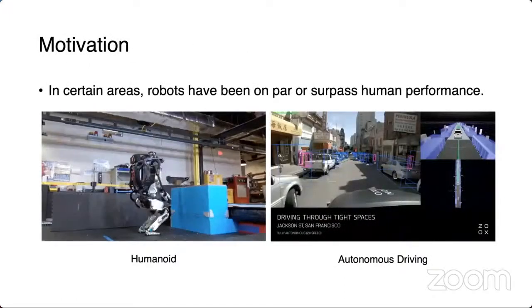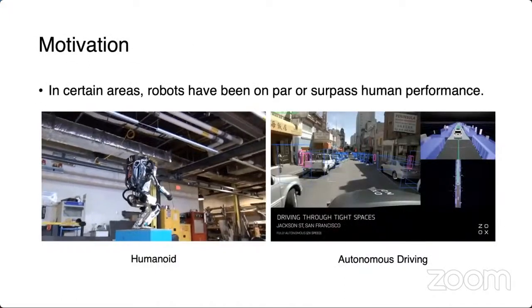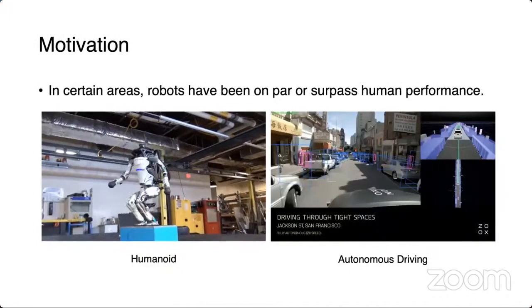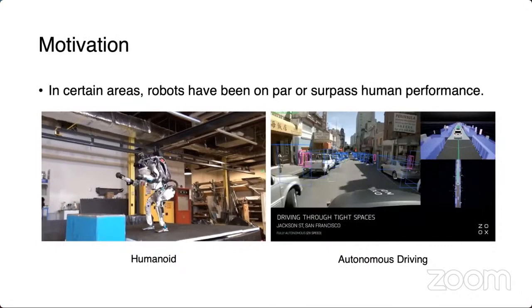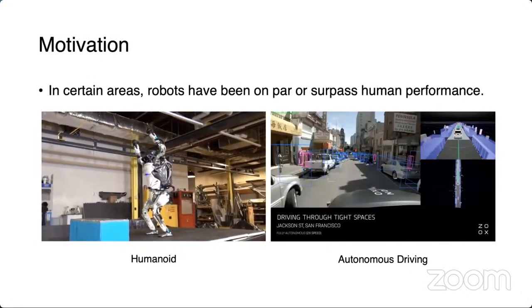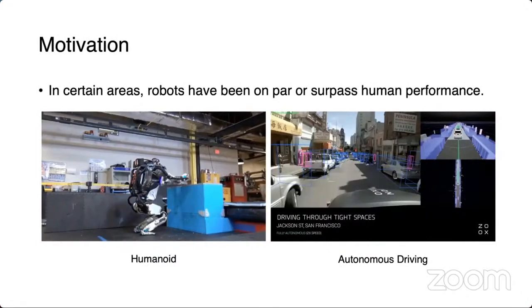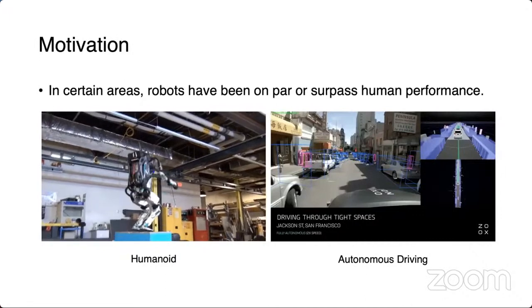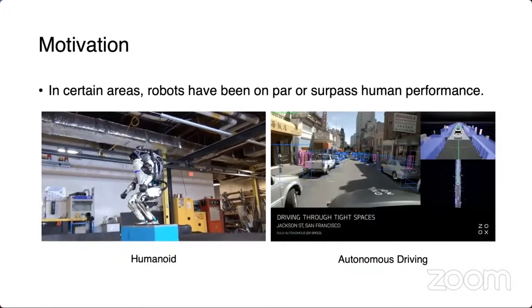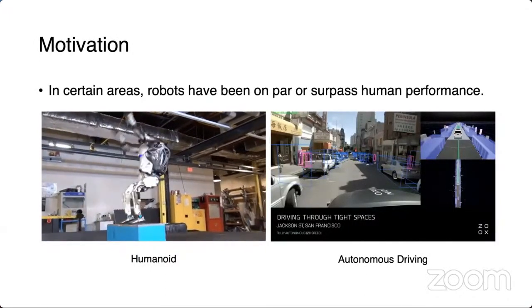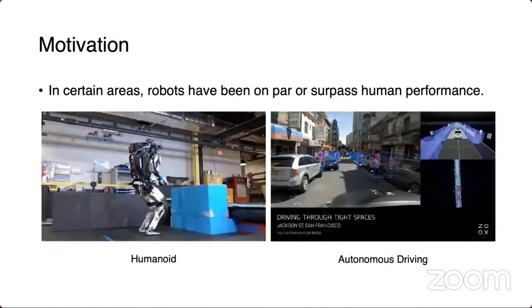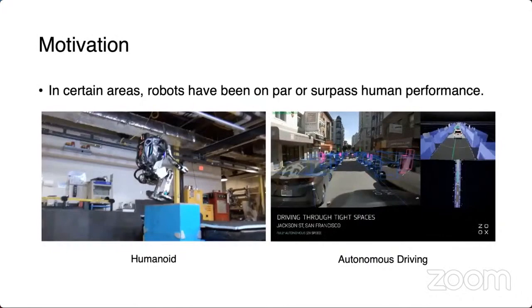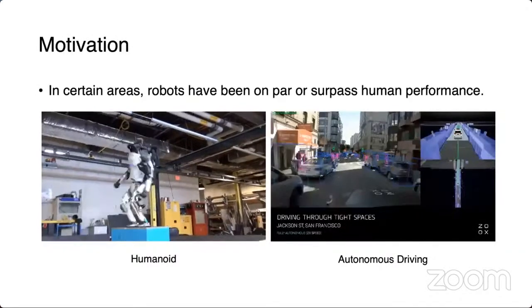In recent years, we have witnessed a tremendous amount of progress in the field of robotics. In certain areas, robots start to become on par or sometimes surpass human performance. For example, the humanoid robots built by Boston Dynamics have clearly surpassed my personal capability by performing backflipping. Or in the self-driving domain, although we haven't seen a massive deployment of autonomous cars in our daily life, the field has moved a long way over the past few years.